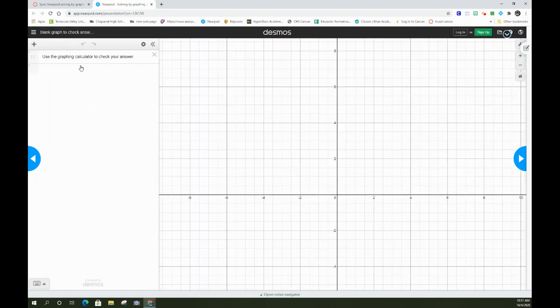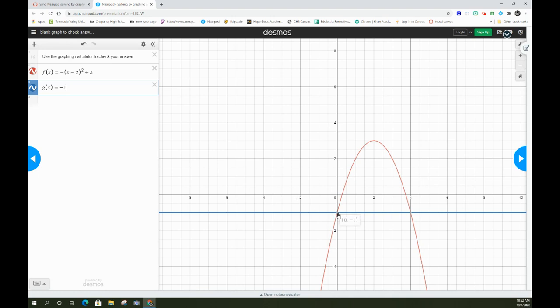Okay, it says use the graphing calculator to confirm your answer. So I'm typing in the equations. f of x was negative (x minus 2) squared plus 3, and then g of x was negative 1. So again, we can definitely confirm that those were the answers, 0 and 4.